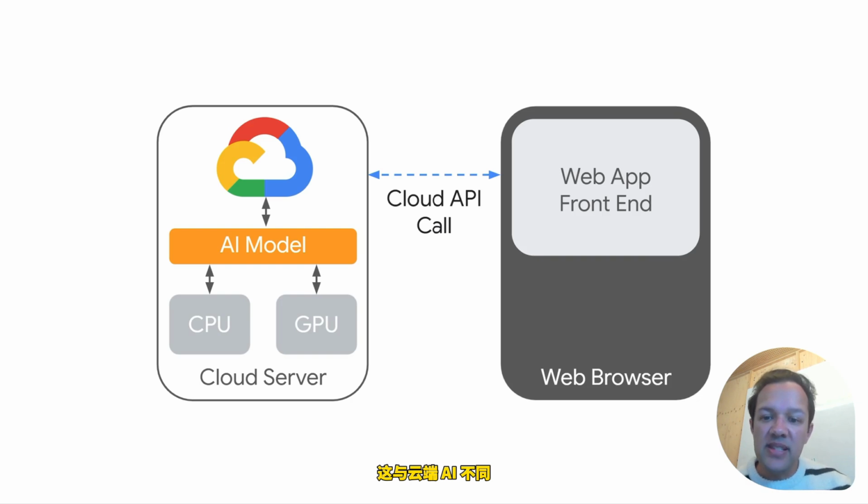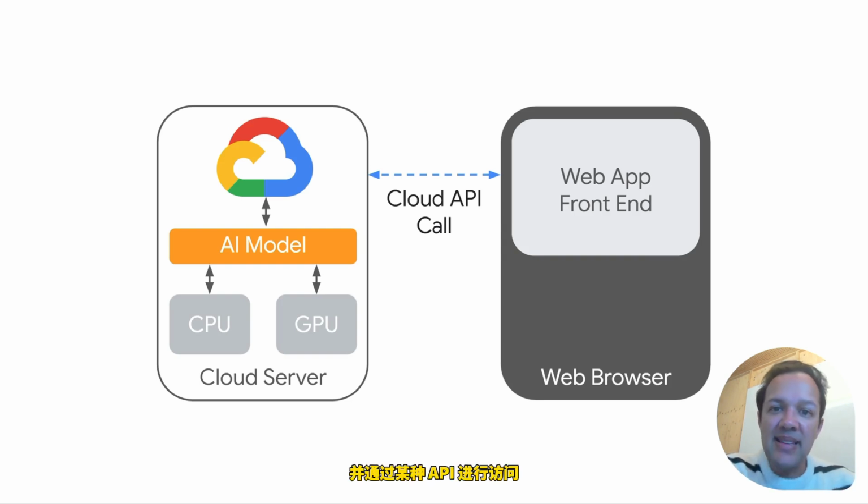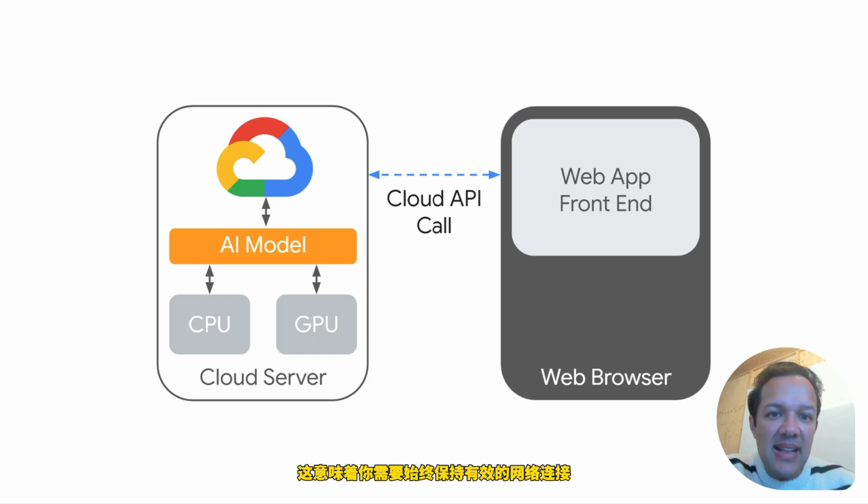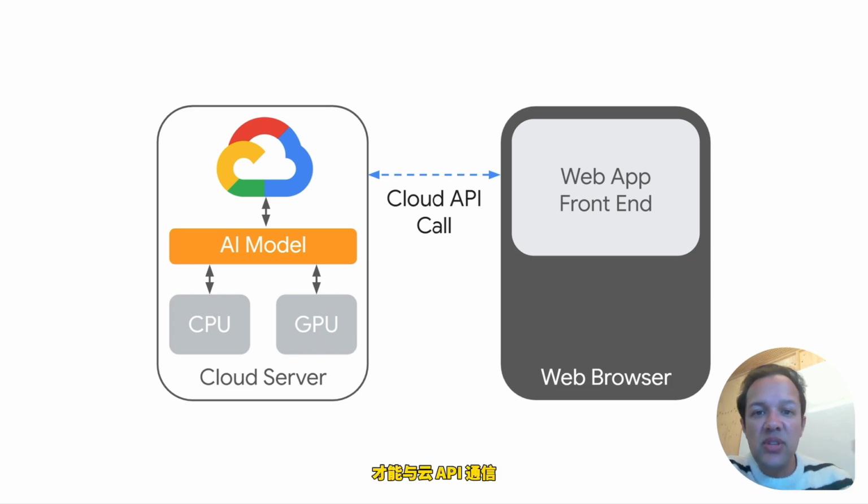Now, all of this is different from cloud AI, whereby in that case, the model would execute on the server side and be accessed via some sort of API instead, which means you'd need an active internet connection to talk to the cloud API at all times to provide those advanced capabilities.